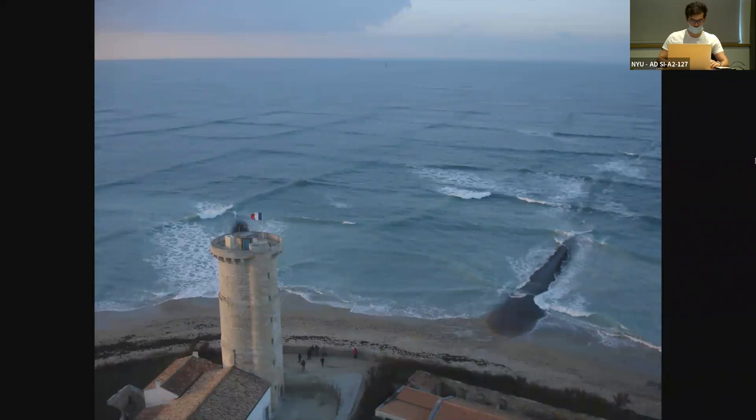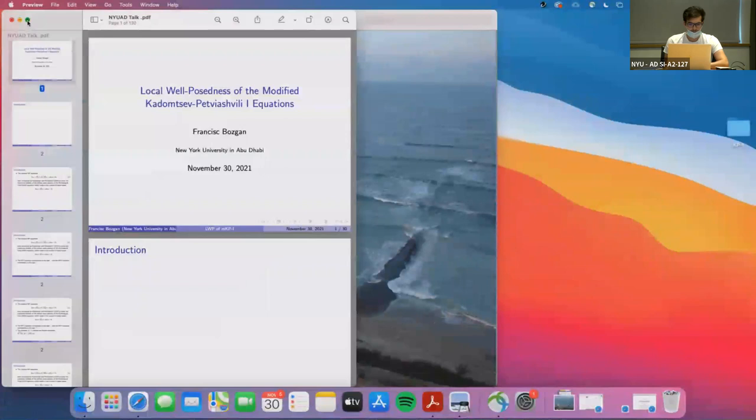My name is Francisc Bozgan, and today I'm going to talk about the KP1 equation. First, I want to show you this picture here. This is the effect that I'm going to talk about. It is described by the KP equations. This was photographed by the sea next to France. You should keep this picture in mind to see what these equations describe.